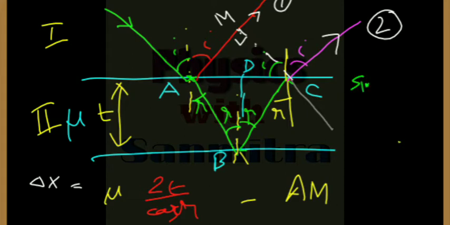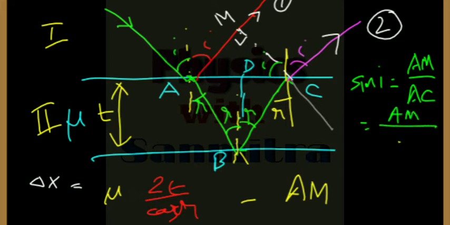Sin i will be AM by AC. And also AC I can write as AD plus DC, and AD and DC are the same, so by simple geometry I can write AC as 2AD.